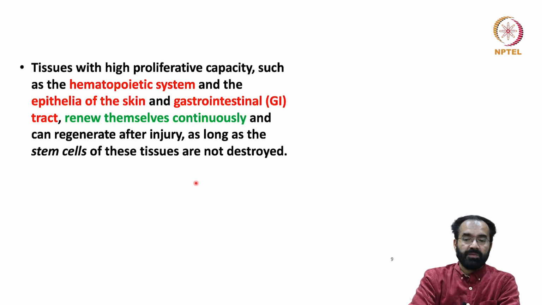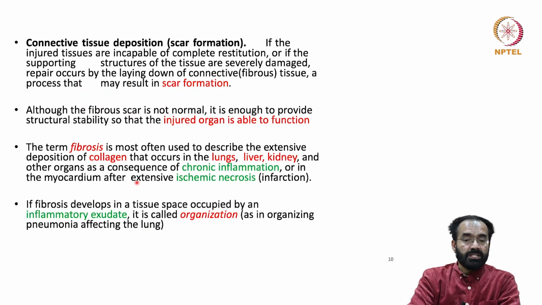Tissues with a high proliferative capacity, such as the hematopoietic system and the epithelia of the skin and the gastrointestinal tract, renew themselves continuously because that is the way they live, because constantly there is damage and they have to replace, and they can regenerate after injury as long as the stem cells of these tissues are not destroyed. So the connective tissue deposition or the scar formation. What is scar formation?